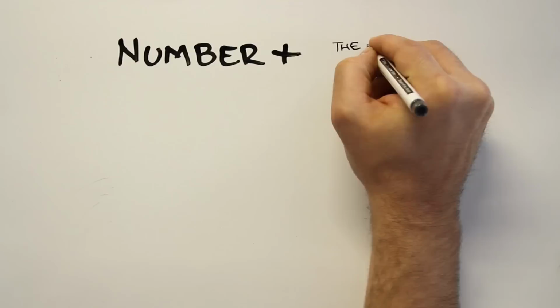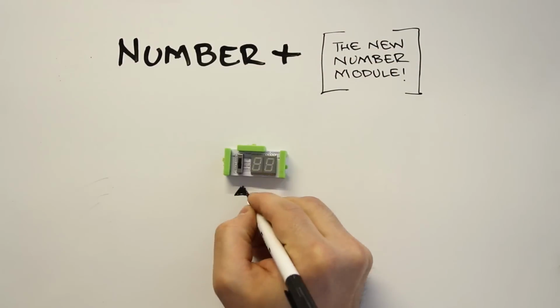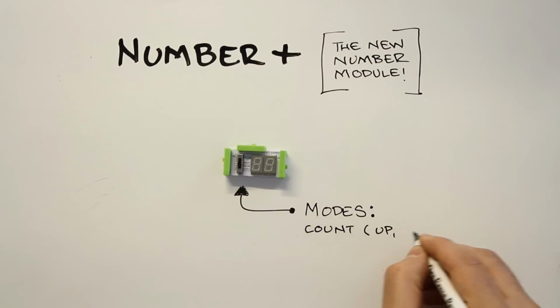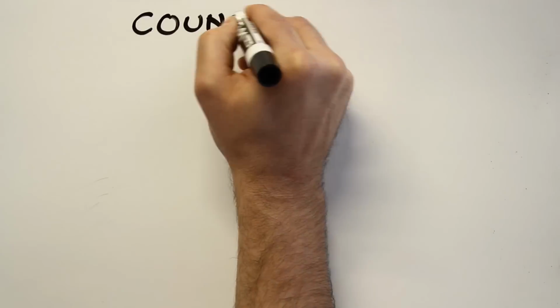The number module has four different modes, two of them counting modes and two of them reading modes. You can select which you'd like to use with the side switch on the left-hand side of the module.